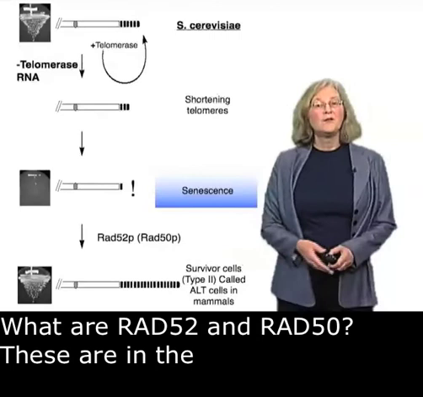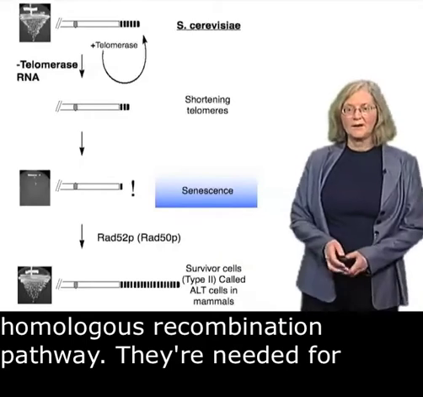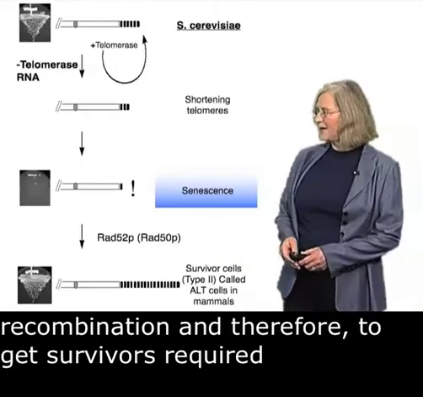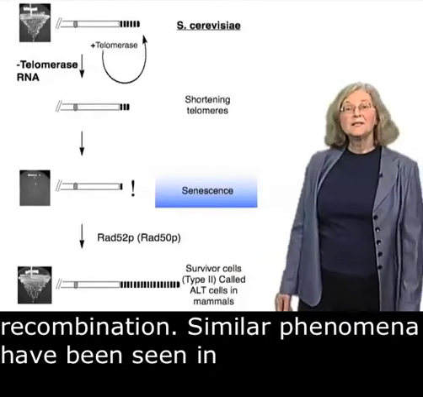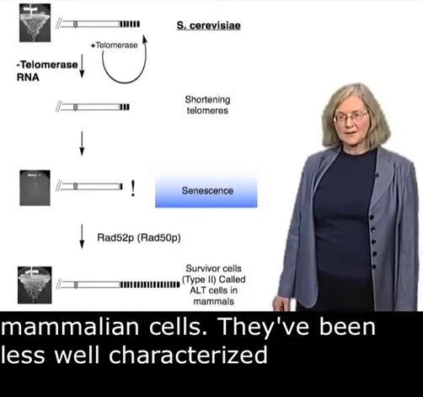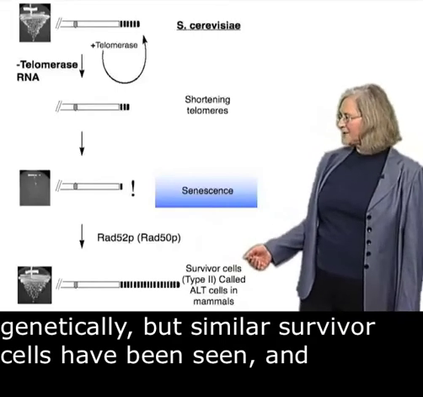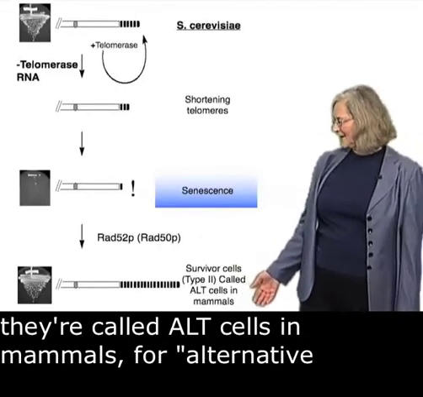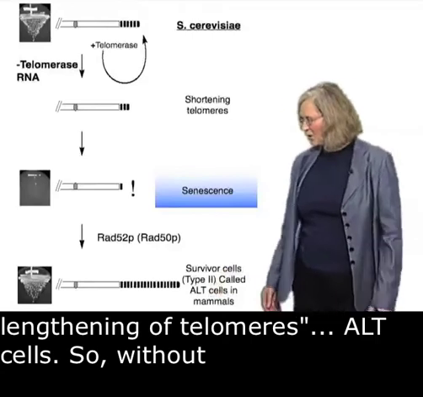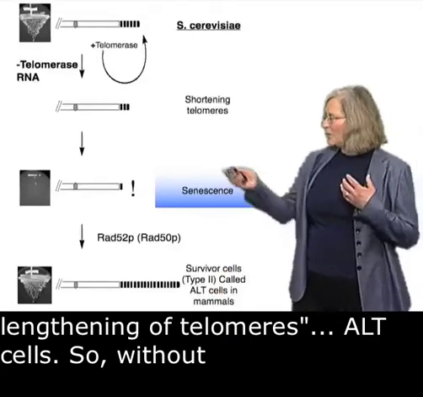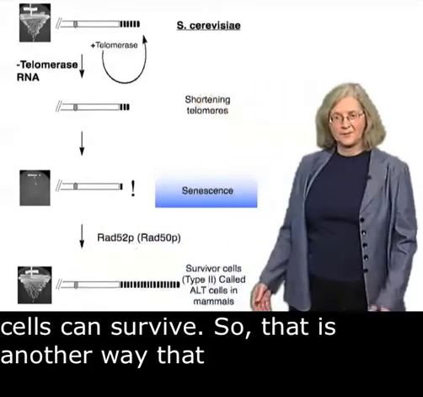What are RAD52 and RAD50? These are in the homologous recombination pathway. They're needed for recombination, and therefore, to get survivors, required recombination. Similar phenomena have been seen in mammalian cells. They have been less well characterized genetically, but similar survivor cells have been seen, and they're called ALT cells in mammals, for alternative lengthening of telomeres, ALT cells. Without telomerase, most cells go through senescence, but rare cells can survive.